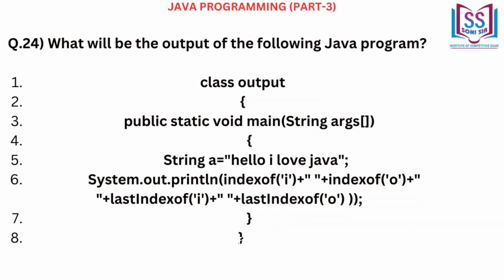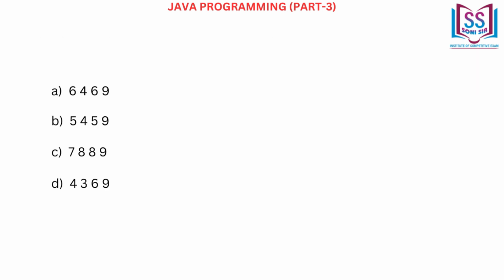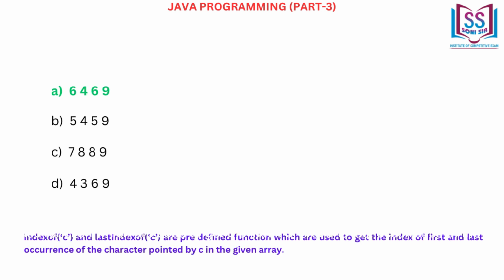What will be the output of the following Java program? A. 6469. B. 5459. C. 7889. D. 4369. Correct answer A. 6469. indexOf and lastIndexOf are predefined functions which are used to get the index of first and last occurrence of the character pointed by c in the given array.